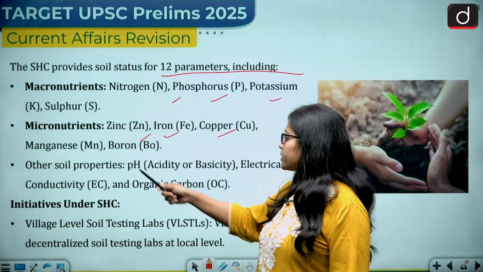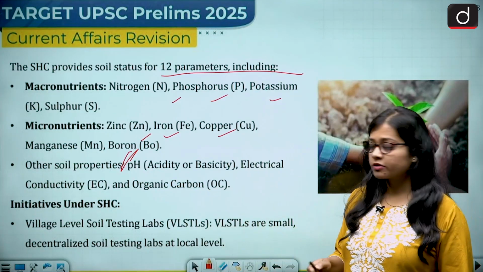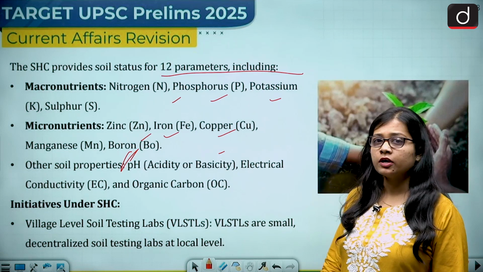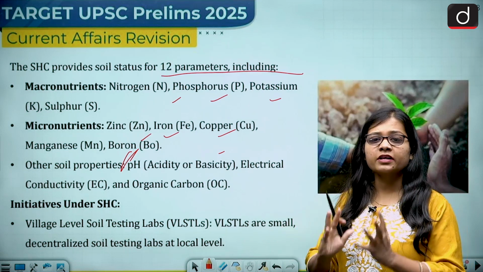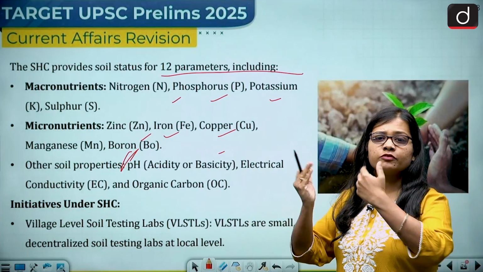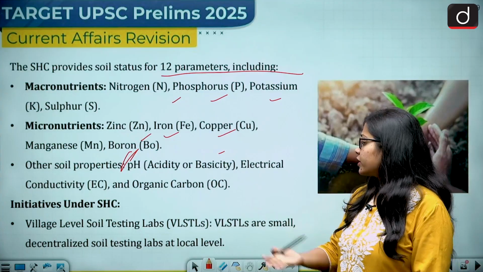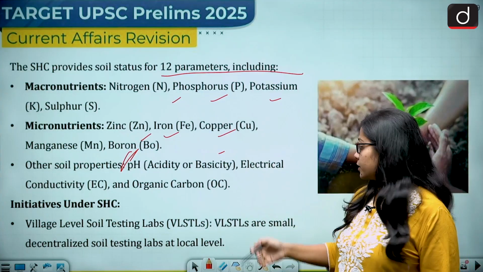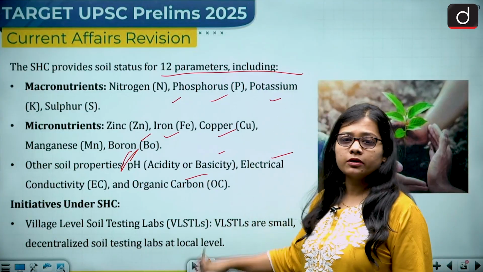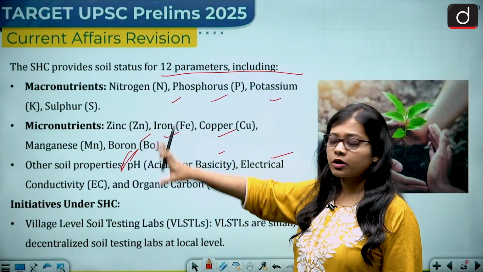Then other properties which the soil health card will also talk about. So that is pH, that is acidity and basicity of the soil, and how that aspect can be looked into. If the acidity is more, then how can it be lowered, and if the basicity is more, then how can it be brought to the normal. Then electrical conductivity and the organic carbon. So these are a few of the aspects that the soil health card will talk about.